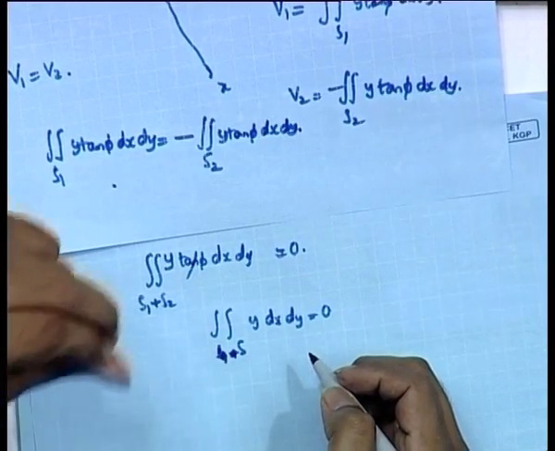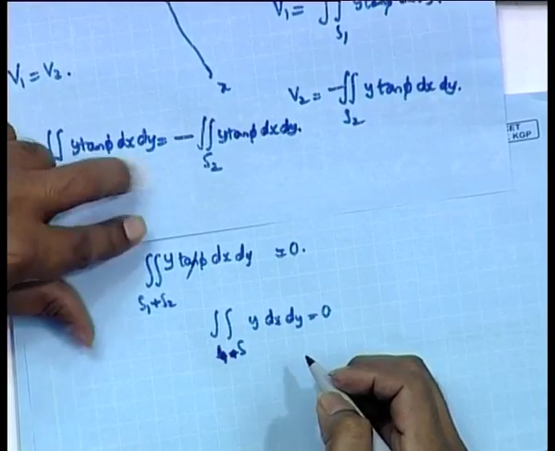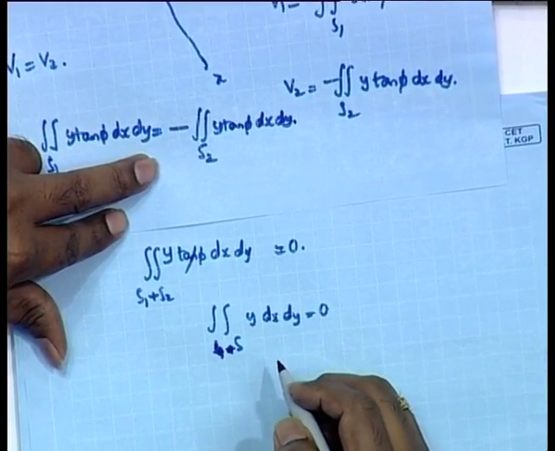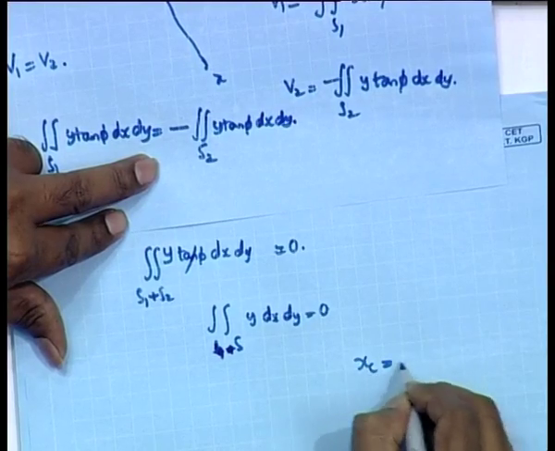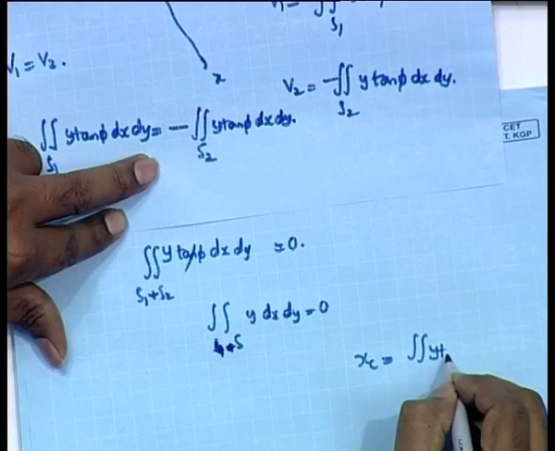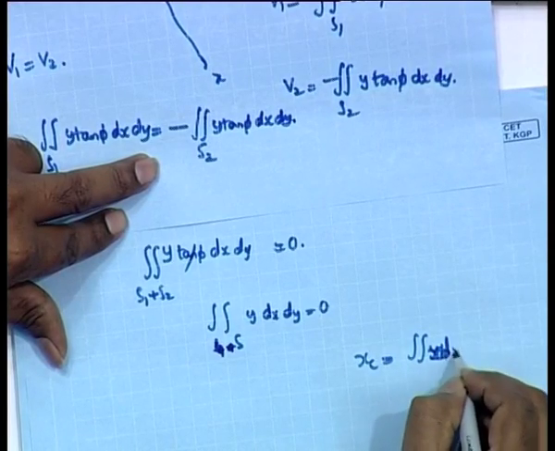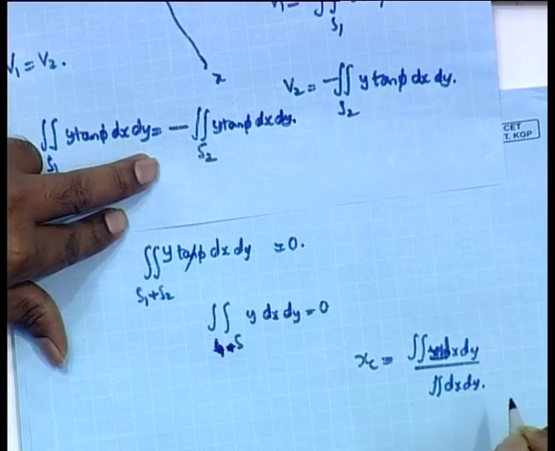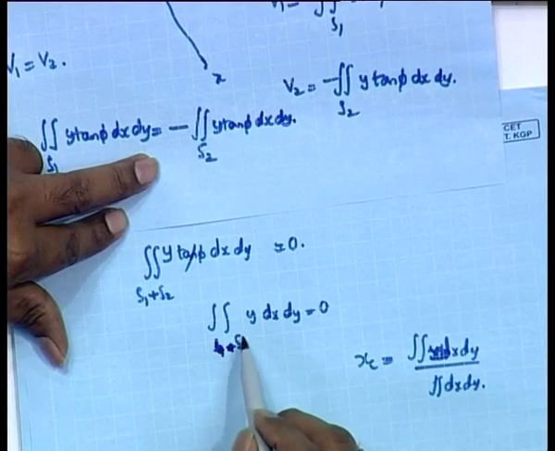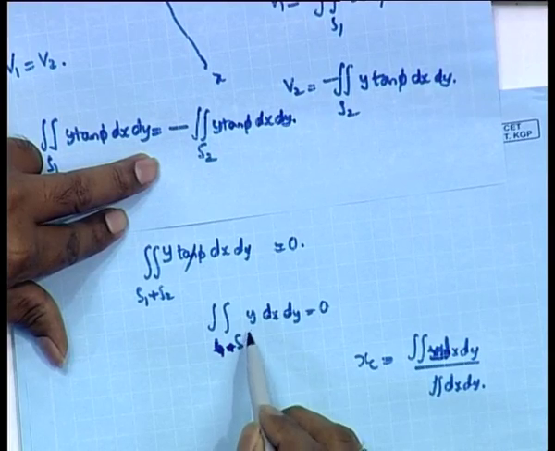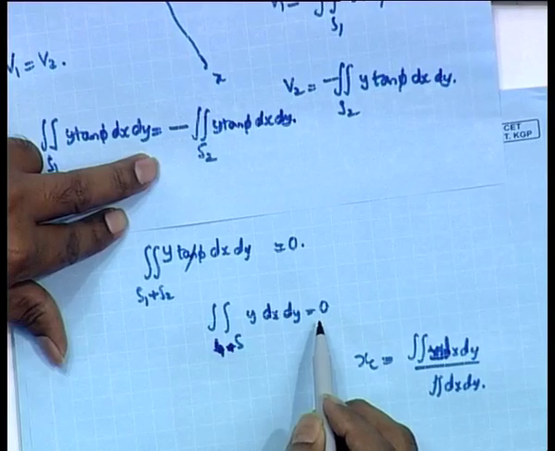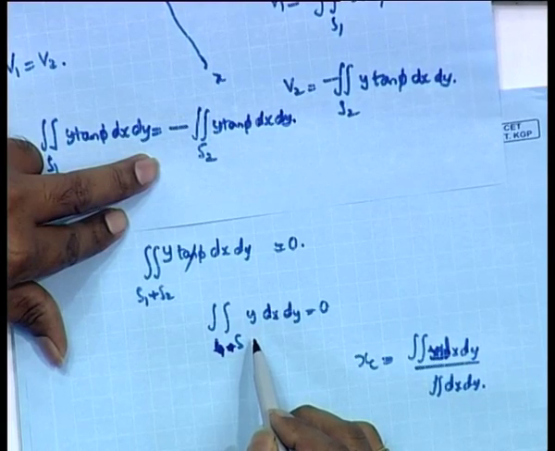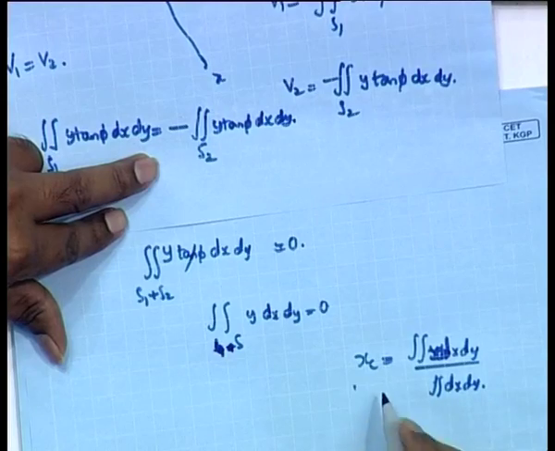Y dx dy represents the centroid of the surface S. For example, xc will be the integral of x dx dy divided by the double integral dx dy. So what we see here is that over the total surface S, the integral of y dx dy is equal to 0. It just implies that this represents the centroid, so yc.